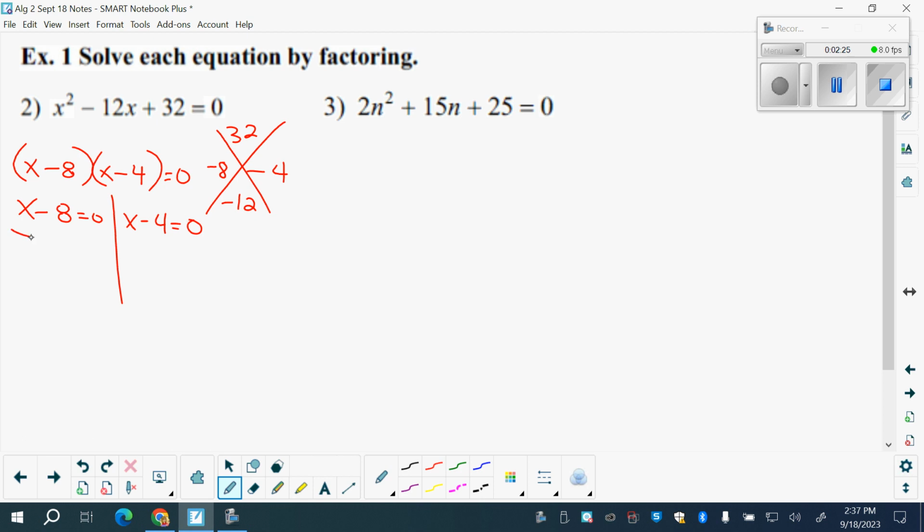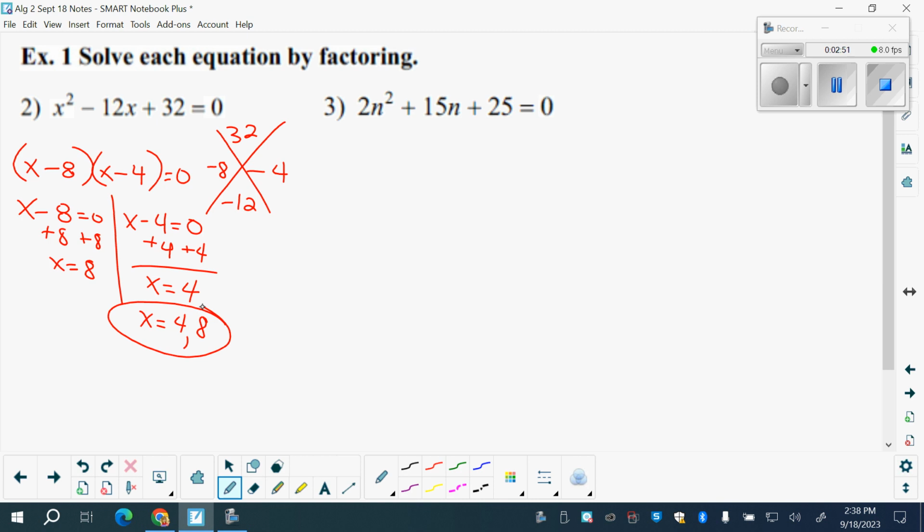So how would we solve this here? X minus 8 equals 0. Add 8 to both sides. Then we get x is 8. What about over here? Add 4. And we get x is 4. So x could be either 4 or 8. So both of those two answers will work.